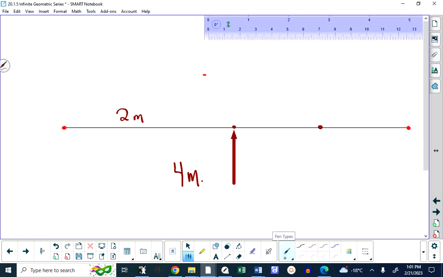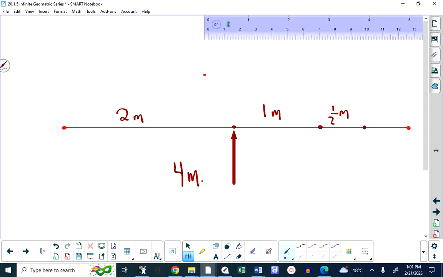And that is 1 meter. I'm now 1 meter away from the wall, or that right-hand point. I'm going to walk half of that distance, which will put me here. And I will have walked another half of a meter.